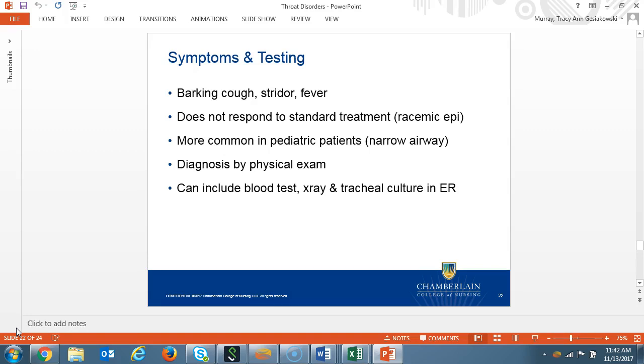Patients may present with croup-like symptoms such as a barking cough, stridor, and fever. However, patients with bacterial tracheitis do not respond to standard croup therapy like racemic epinephrine, and instead require treatment with antibiotics and may experience acute respiratory decompensation.